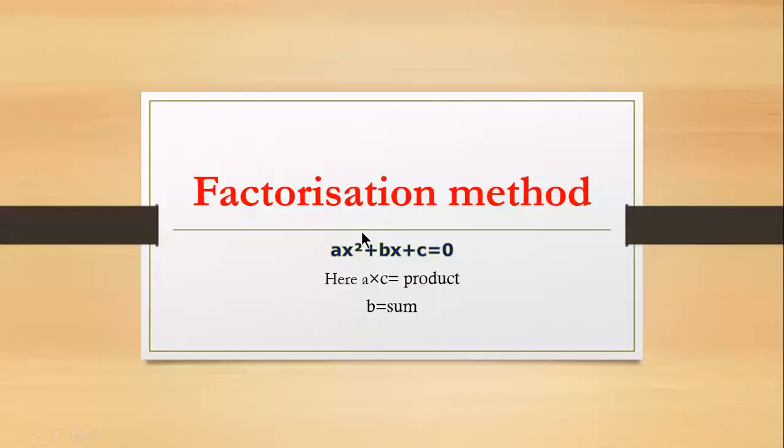Okay, using the same method, that is the factorization method by using sum and the product. ax square plus bx plus c is equal to 0. As we know, a into c is nothing but the product and b is the sum.